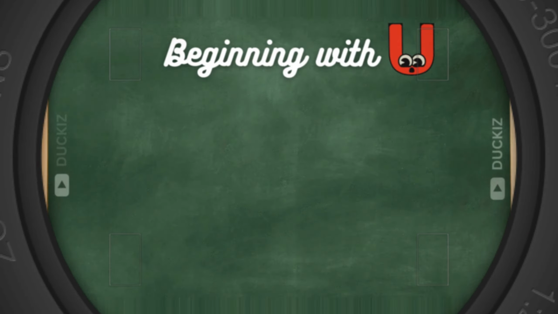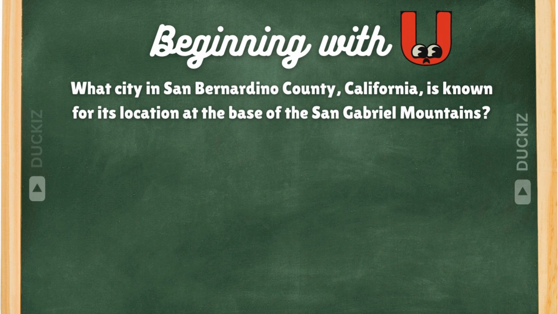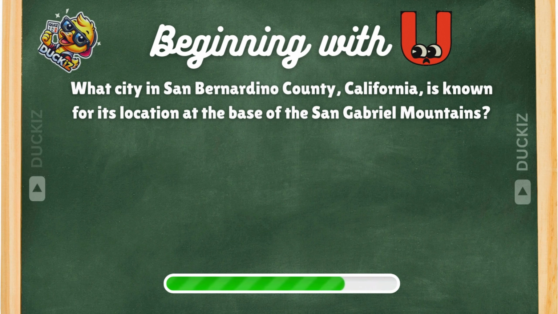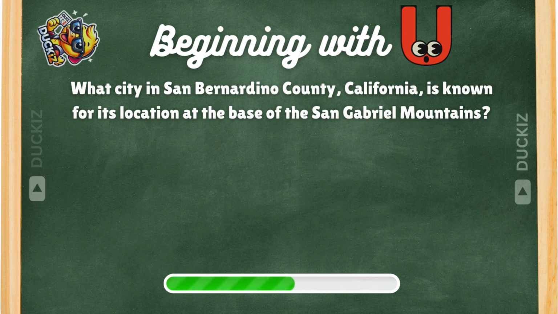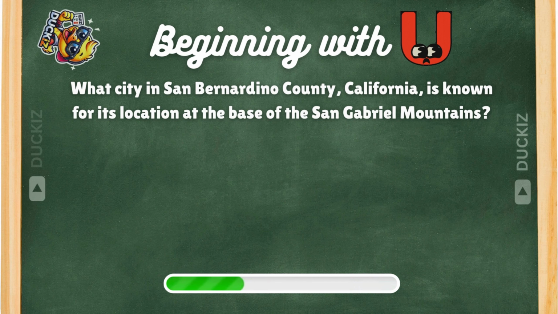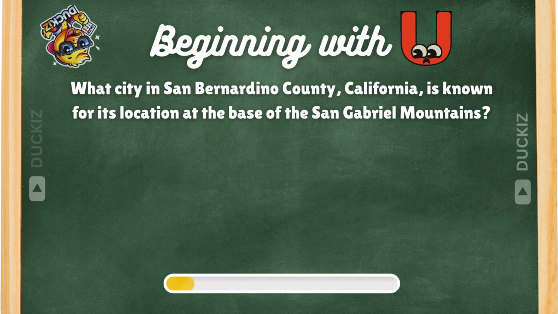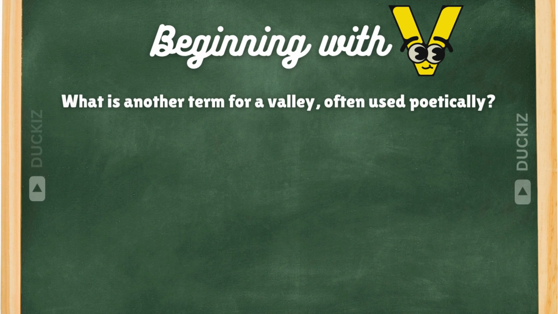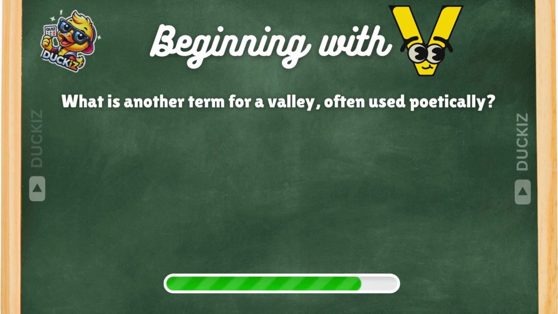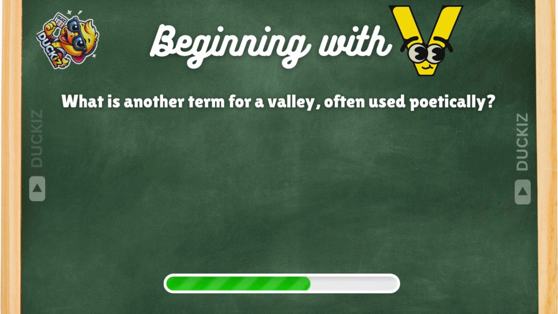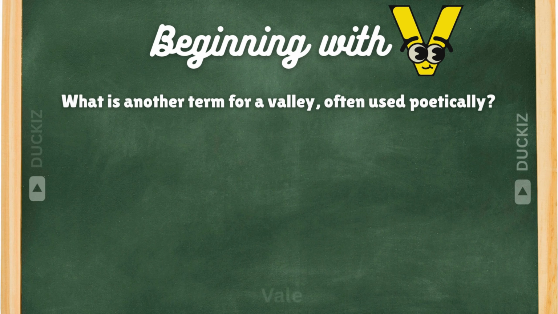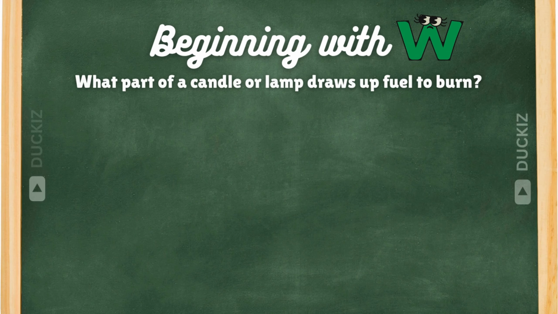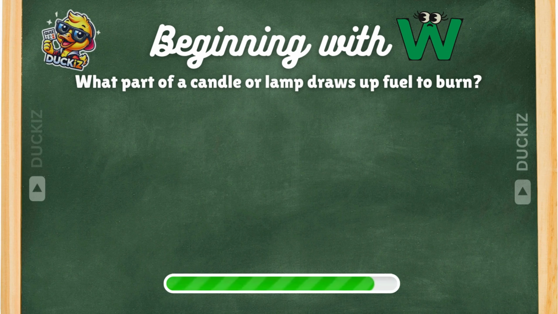TikTok. What city in San Bernardino County, California, is known for its location at the base of the San Gabriel Mountains? Upland. What is another term for a valley, often used poetically? Vale. What part of a candle or lamp draws up fuel to burn?